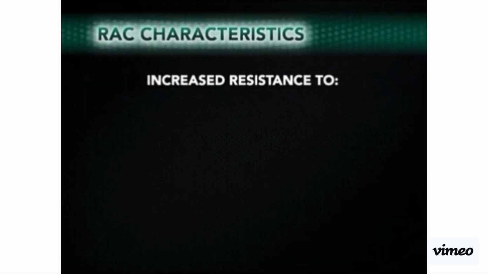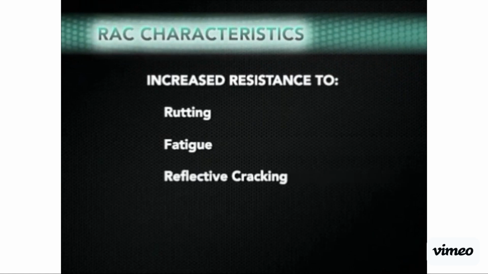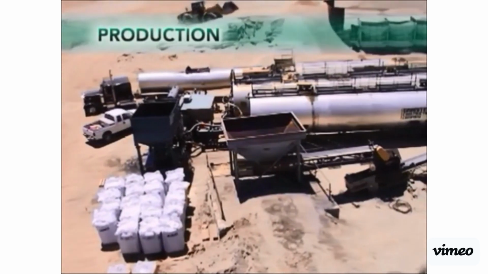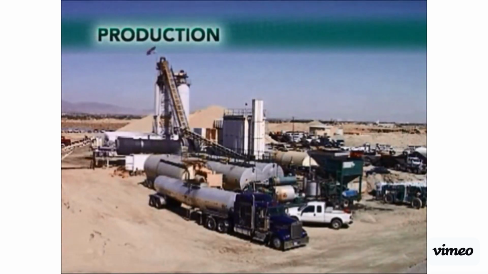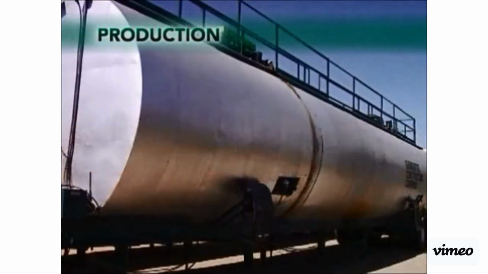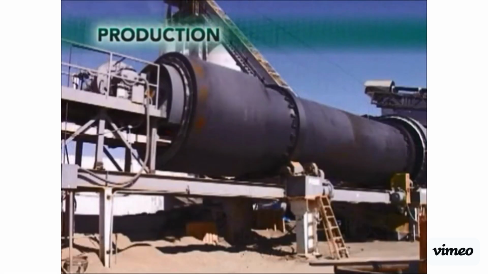RAC has increased resistance to rutting, fatigue, and reflective cracking. This is a function of the RAC binder content and modification. Production methods for the high-viscosity asphalt rubber binders are essentially the same for both hot mix and spray applications. The primary difference is the importance of coordination of asphalt rubber and hot mix production to assure that enough asphalt rubber binder is available to provide the desired hot asphalt cement mix production rate.